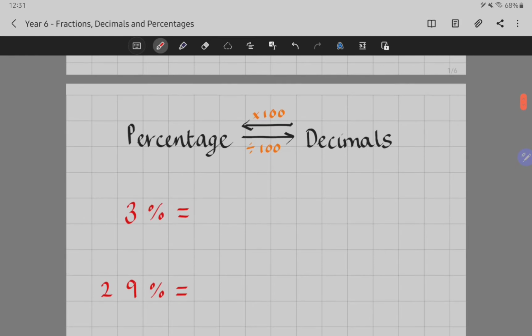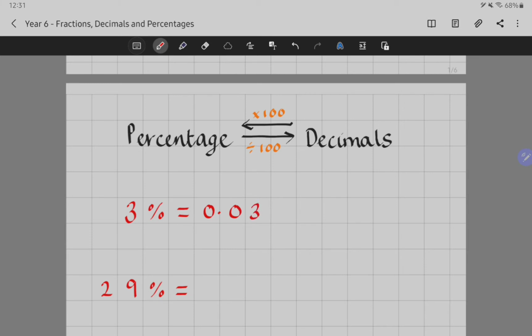3%. I want to turn it into a decimal, so I'm going to divide by 100. 3 divided by 100 is 0.03, because 3 is in my hundredths column. It was in the ones column, and it's now moved 2 places.